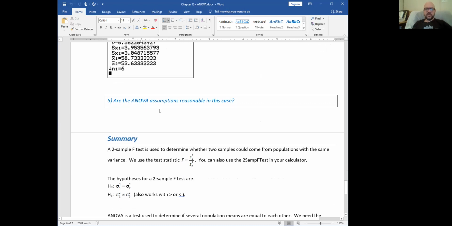So are our ANOVA assumptions reasonable? It's debatable. Certainly the ones that we calculated looked fine, right? We're confident that the data is from normally distributed populations, and we're confident that the population variances are equal. There's arguments to be made about the independence of the samples, right? I would argue they're probably not independent. And it's not necessarily true that the data was randomly gathered.